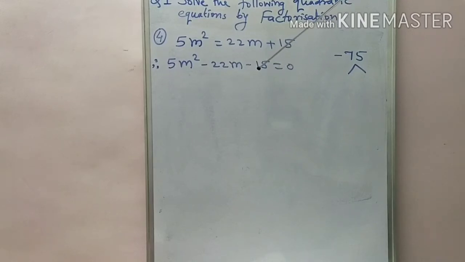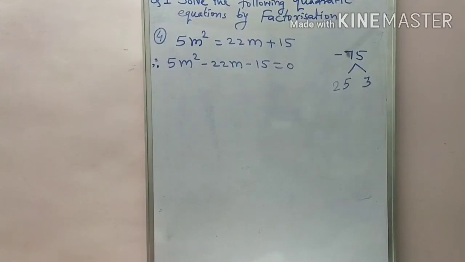Getting this? And then next step or method is what? We have to multiply this constant term with the coefficient of the square term. 15 5s are 75, and minus times plus, the product is minus, so minus 75, and we have to find the factors of this 75 such that minus means subtraction as 22. So the factors are, yes, 25 3s are 75, subtraction of 25 and 3 is 22.